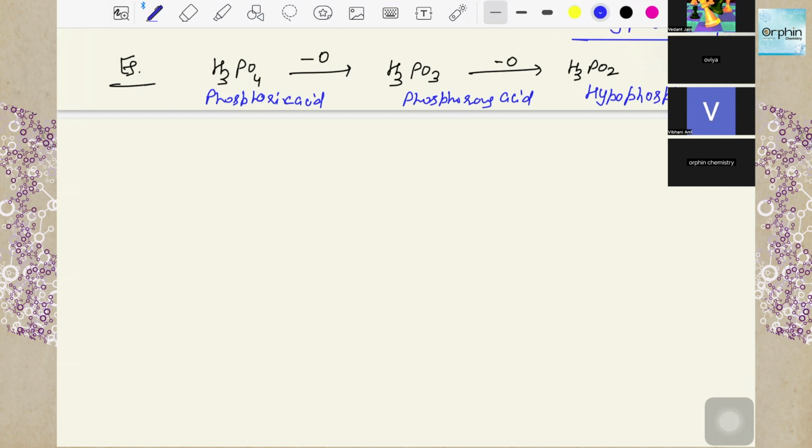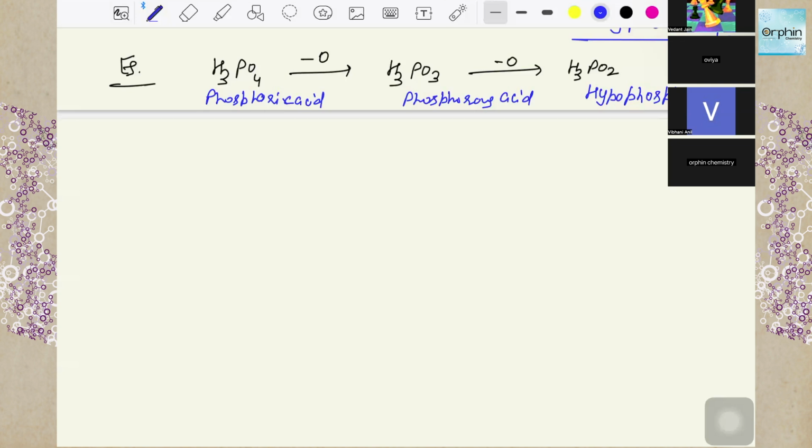And we are able to draw the structure, right? How will the question be asked? What is the oxidation state of phosphorus in hypophosphorus acid? Or what is the basicity in hypophosphorus acid? So we should know what hypophosphorus is. It is derived from phosphorus. When one oxygen is removed, the resulting oxy acid is known as hypophosphorus acid.